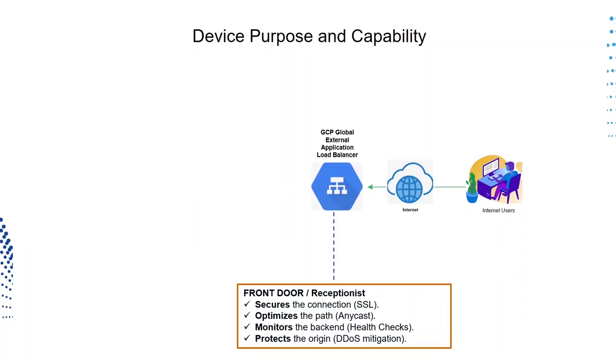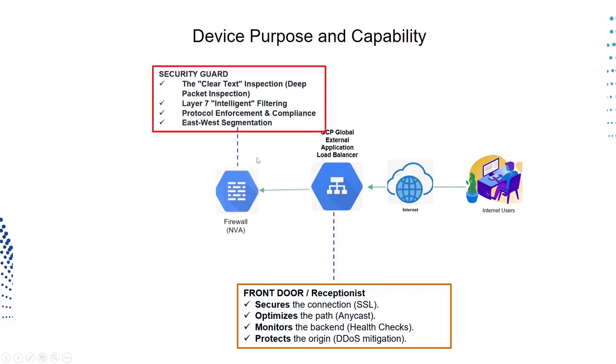Beyond security, it serves as our intelligence layer. Through active health checks, it monitors backend responsiveness in real time, using algorithms like round robin to distribute workloads. If a server fails, the load balancer instantly diverts 100% of traffic to healthy instances. This creates a high availability environment with zero downtime, ensuring our digital assets stay fast, secure, and always online. In layman's terms, the load balancer is our front door or expert receptionist.